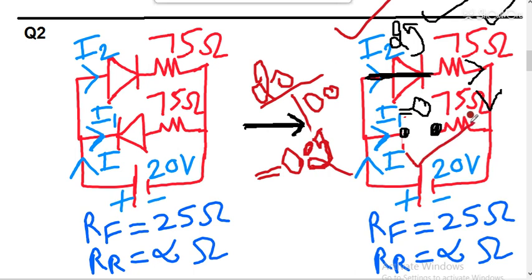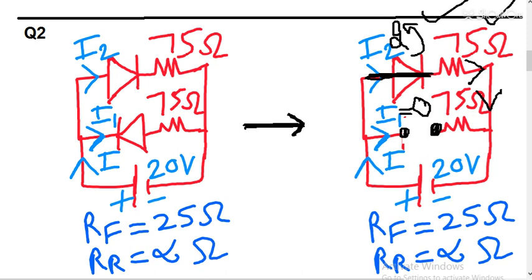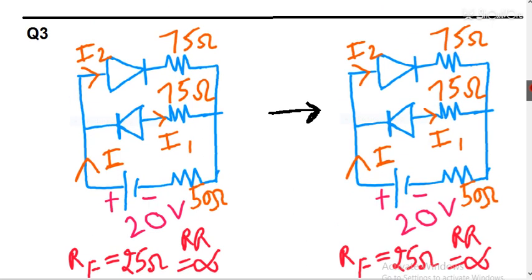Now we are moving to question number 3. Subsequently, as we do the questions, the concept will be more clear to you. So now moving to question number 3. Here students, you can see this resistance is connected here. This is the difference between the earlier question and this question.